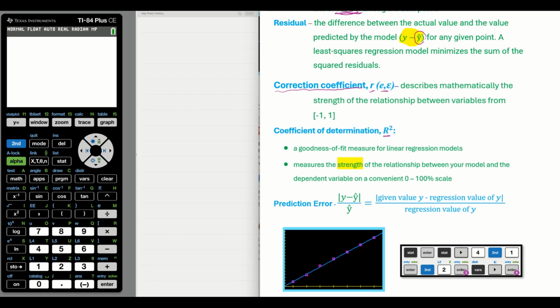That's the goodness of fit measure for linear regression models. It's a little process that you use, so you should know this. If you don't, please go watch a video and then come back and practice with my videos. It measures the strength of the relationship between your model and the dependent variable.